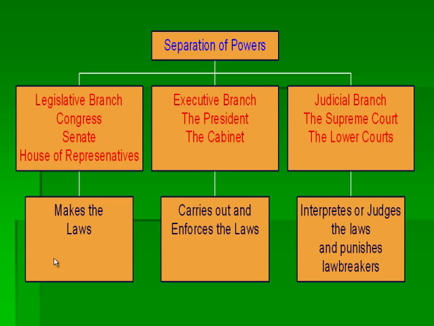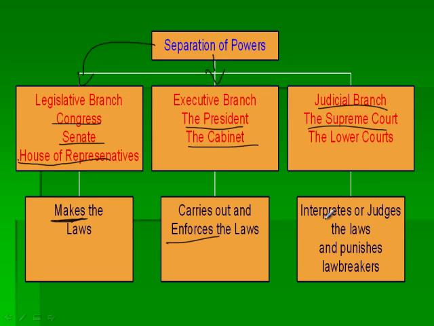This is kind of what we're looking at with separation of powers. You have the legislative branch, which is Congress, Senate, House of Representatives. They make the laws. You have the executive branch, which is the president and his cabinet, which we will talk about later, and they enforce the laws. Judicial branch is the Supreme Court, the judges. They interpret or judge the laws.